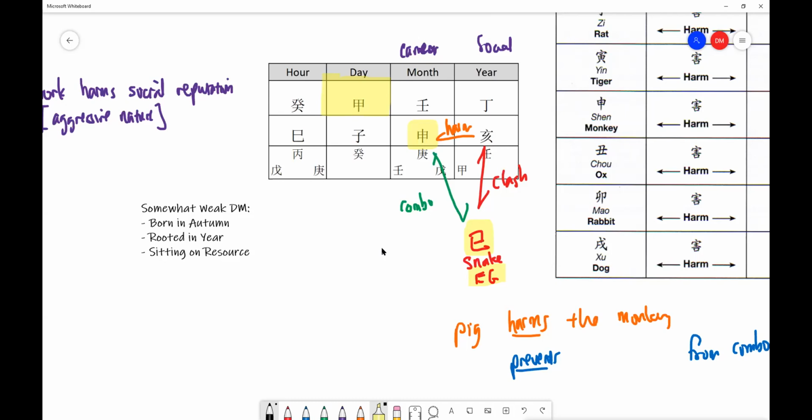The talent star wants to combine with the career pillar. Therefore, there's opportunity to have a career enhancement. But will it take place or not? Will the career enhancement take place?